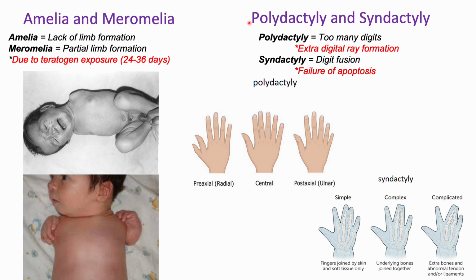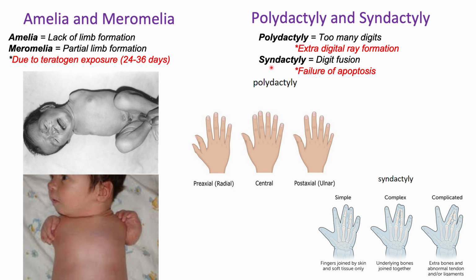The other thing I want to mention is polydactyly versus syndactyly. Polydactyly means the formation of too many digits. And the reason that this happens is because you have extra digital ray formation. So usually you should have 5 digital rays, 1 for each digit. But if you have an extra digital ray formation, that will eventually grow into an additional digit.